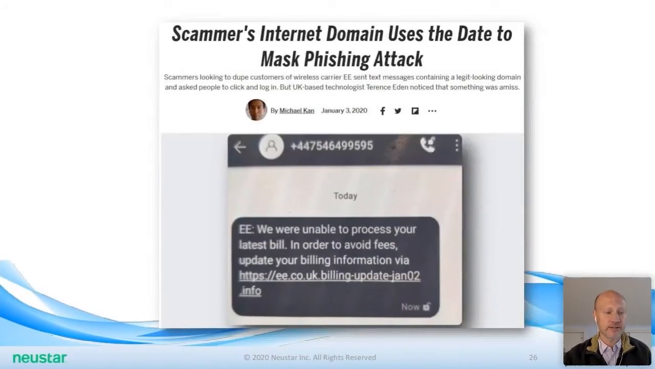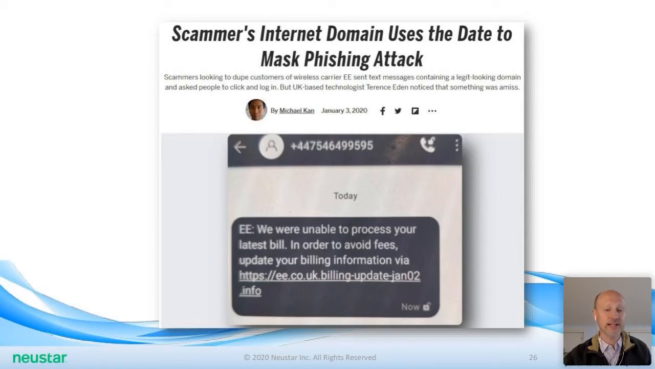This is actually a use case of what happened earlier this year. This was a mobile provider in the UK, and they were particularly nefarious about this because it was sent to a mobile phone, which makes it a little bit harder to see exactly where you're going when you click on a link. It says, there's a problem with your payment, can you click here to update your information? It looks fairly legit. You see ee.co.uk, and then there's the rest of this, but usually that just takes you to a certain page on the application. Well, really, if you look, there is a dot between UK and billing. What that means is that billing-update-january2nd.info is actually another domain that was registered.